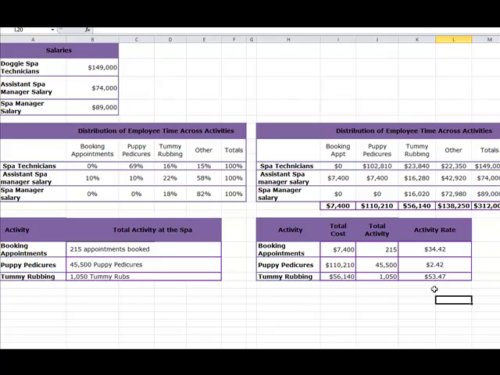So with activity-based costing, we're able to take and distribute our costs across activities. Then based on the number of those activities we engage in, figure out what the rate is per activity. So I hope that if you have a puppy, you'll consider coming to Wanda's puppy day spa, and that I have helped you better understand activity-based costing.